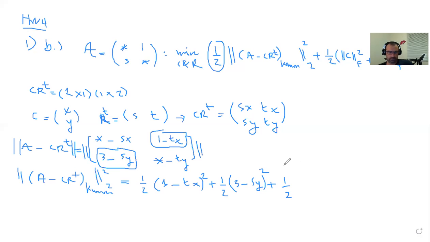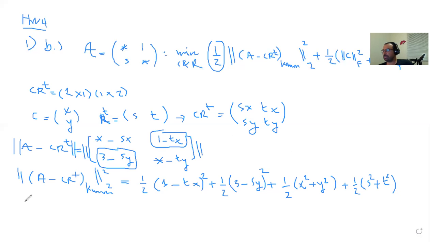Now let's talk about the Frobenius norms. We said previously in the classes that the Frobenius norm of C squared is going to be x squared plus y squared, and similarly for R. So this is in fact the objective.